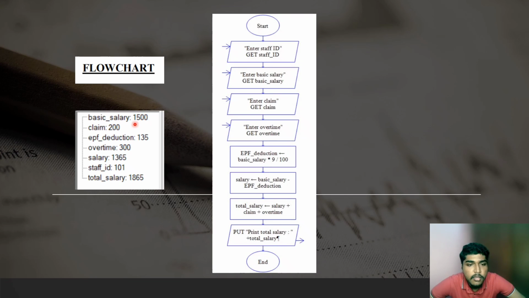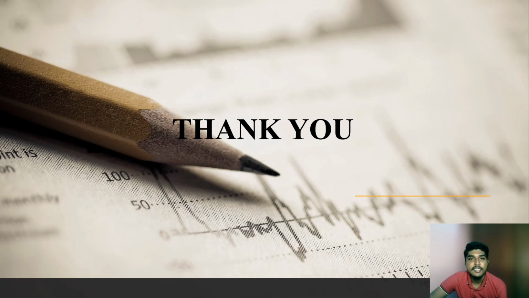As an example, my team and I have run this flowchart, and for the staff ID we input 101, basic salary 1500, claim 200, and overtime 300. After the EPF, basic salary times 9/100 gives 135, and the salary after the deduction will be 1365. The total salary after adding everything will be 1865. So that's all for our problem 2. Okay, that's all from us for our problem based presentation. Thank you.